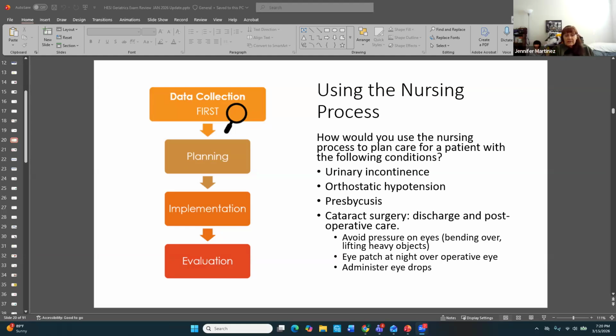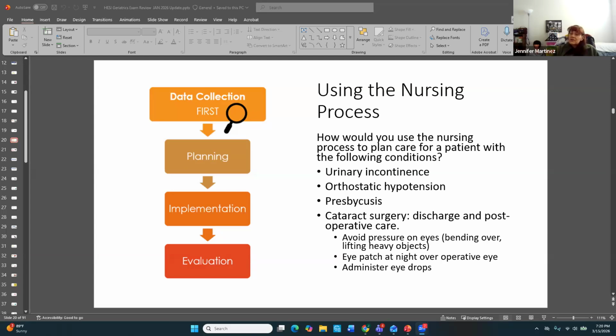Presbycusis is the normal hearing loss that occurs with aging. And there's a variety of things that we can do. Obviously, we don't want to yell at our clients, right? A lot of people, as they develop hearing loss, learn to read lips. So we want to make sure that we are standing in front of them, that there's light on our face, that we're not chewing gum, and that we're not overly enunciating our words. We just want to speak normally.